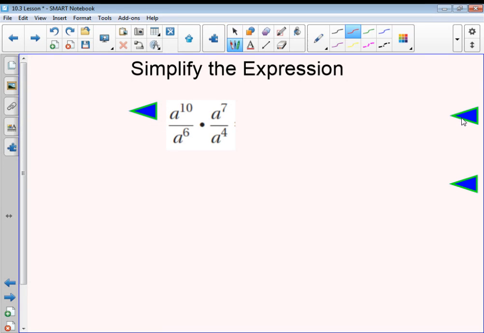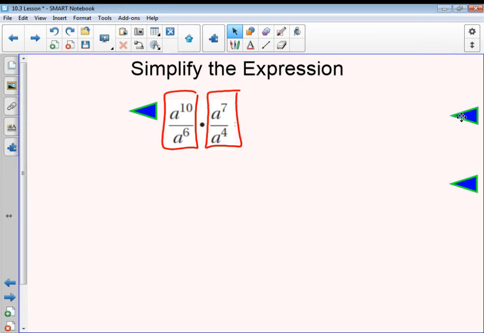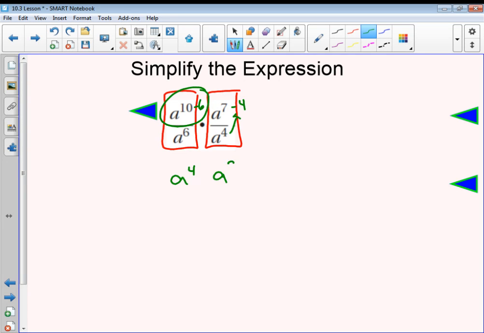So I'm going to go ahead and simplify and look at it like this. Personally, that's what I prefer to do. So I'm going to go ahead and look at this as a to the 10th minus a to the 6th. So that part right there would simplify to a to the 4th power. And then 7 minus 4 would be a to the 3rd power.